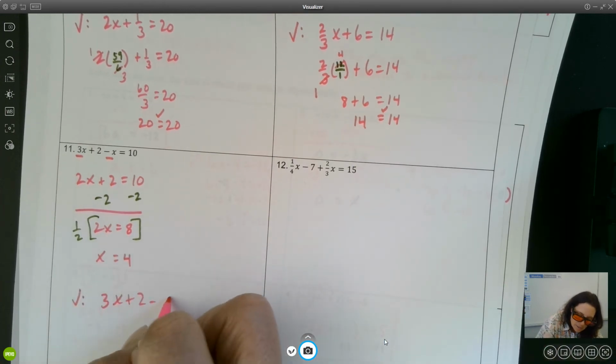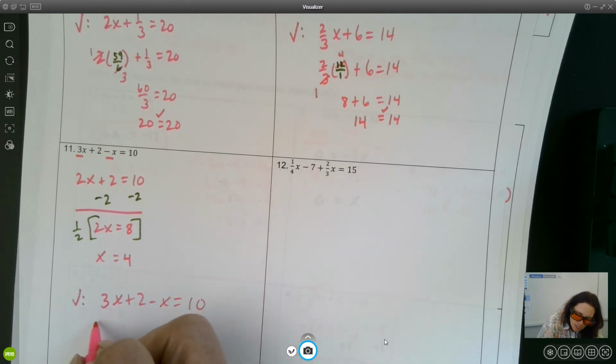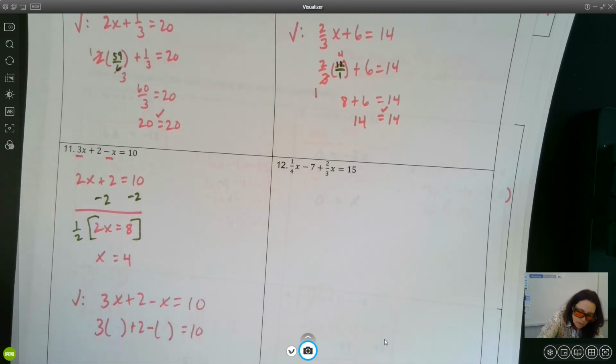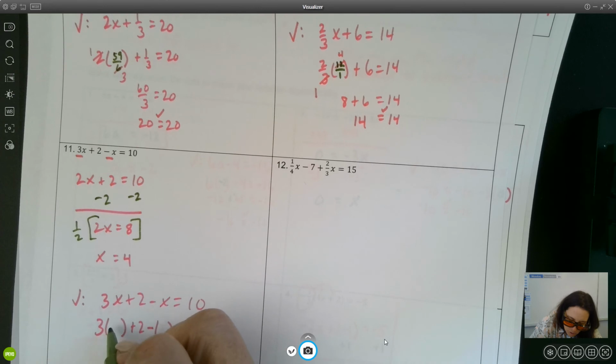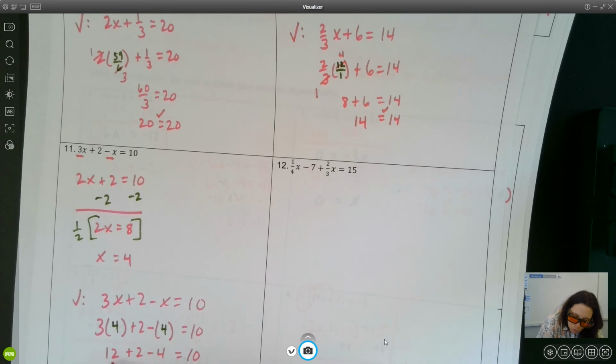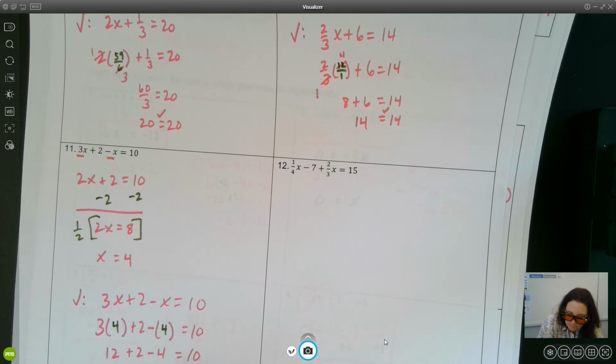Let's do the check. 3x plus 2 minus x equal 10. Okay, now check this out. We've got 2 places to put the 4 into. We have 2 places the x shows up, right here and right here. So this is going to be 12 plus 2 minus 4 equal 10. 12 plus 2 is 14 minus 4 equal 10. 14 minus 4, 10 equal 10.